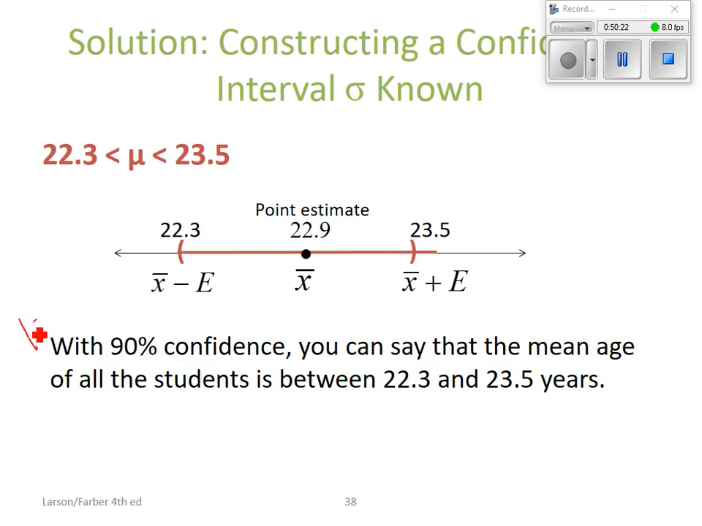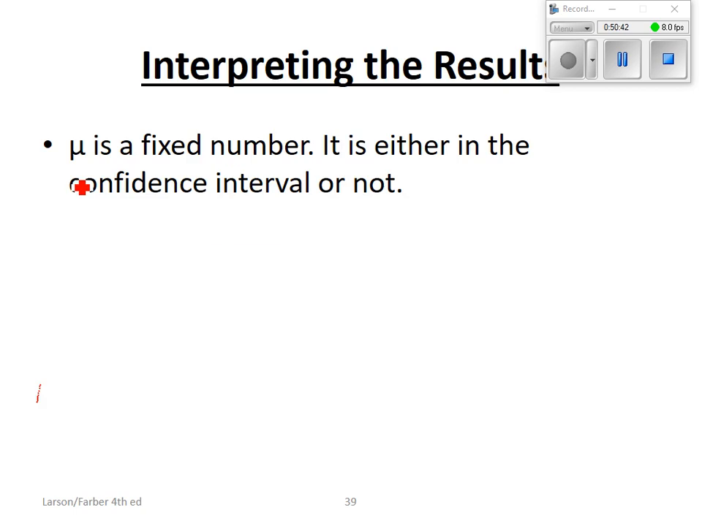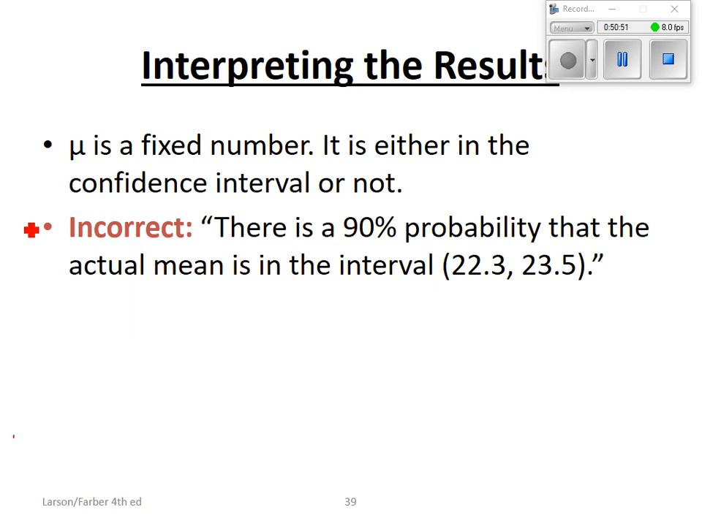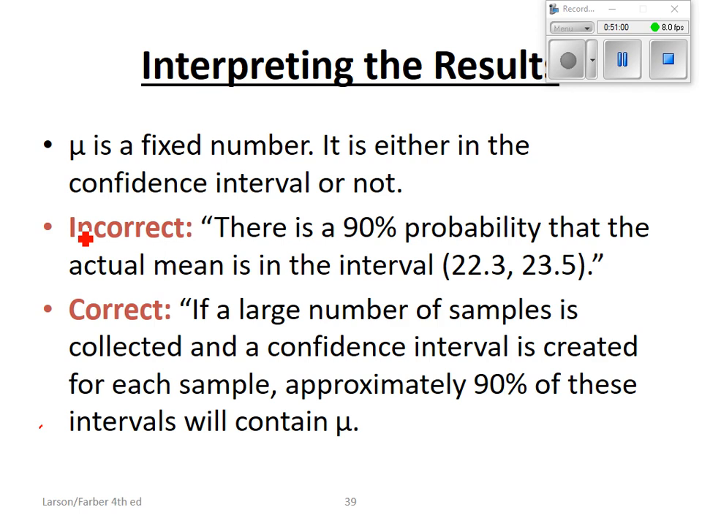And this, you gotta be able to do this. This is gonna be big the next 2 or 3 chapters. With 90% confidence, we can say that the mean age of all students is between... you gotta be able to write it out and explain it, know what you're saying. It is wrong to say there is a 90% probability that the mean is going to be in that interval. That's the wrong way to say it. And I'm going to explain why here in a second as soon as I get to the next slide.